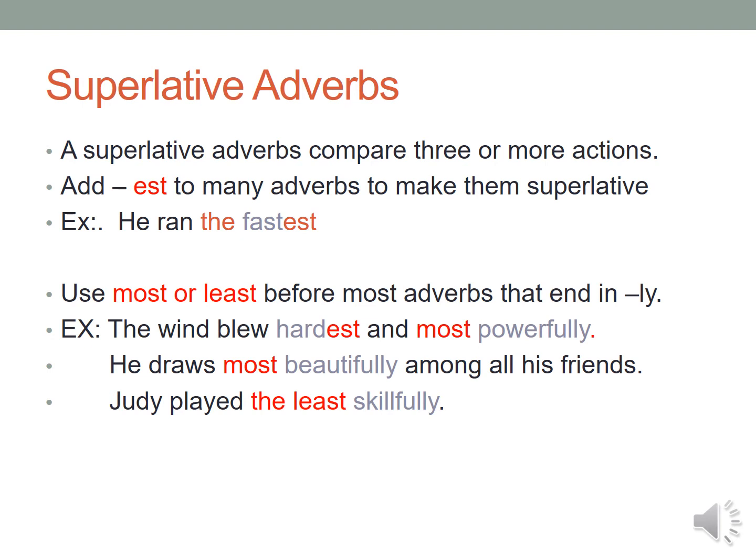The wind blew powerfully. We have to add most to make it superlative. The wind blew most powerfully. Another example, he draws beautifully. We have to add most. He draws most beautifully among all her friends. Number 3, Judy played skillfully. We can say Judy played the most or the least skillfully, for example, among all her friends.